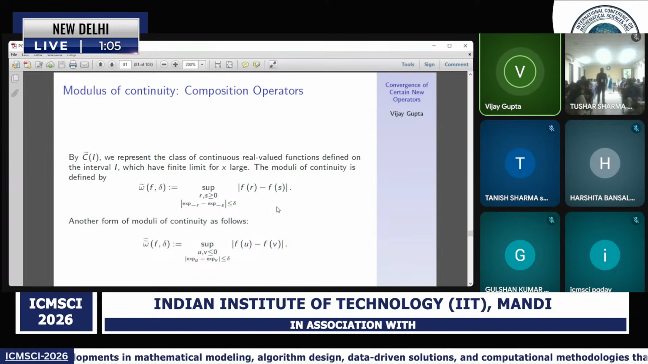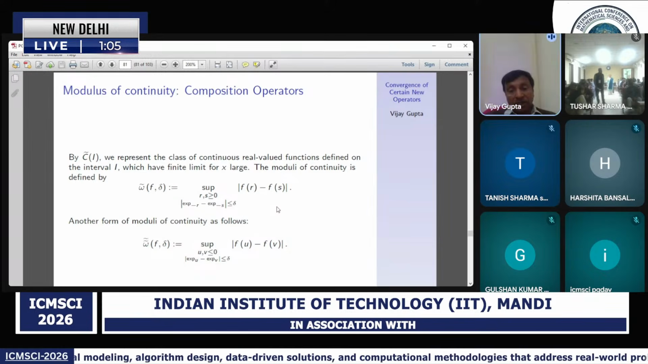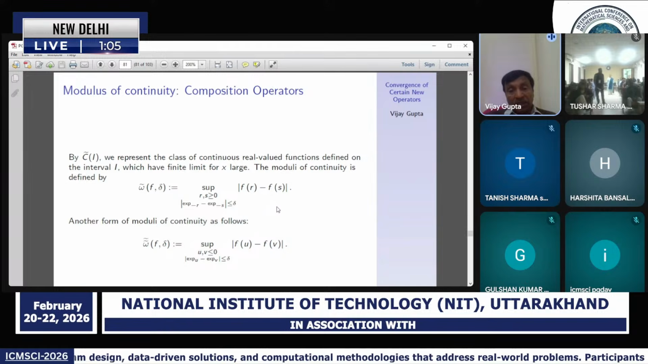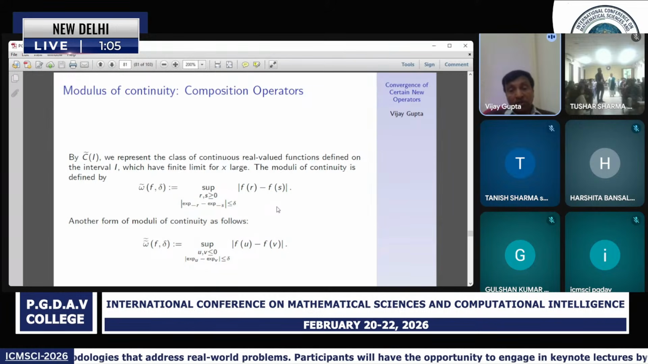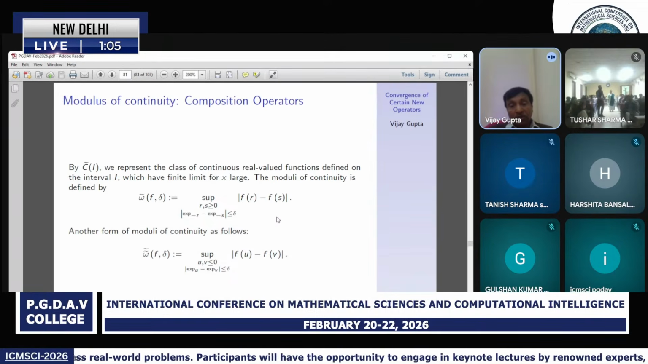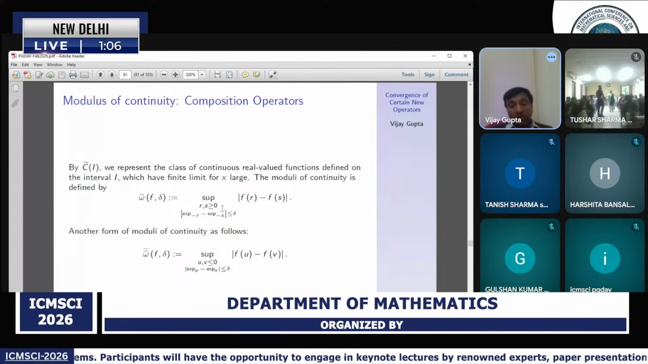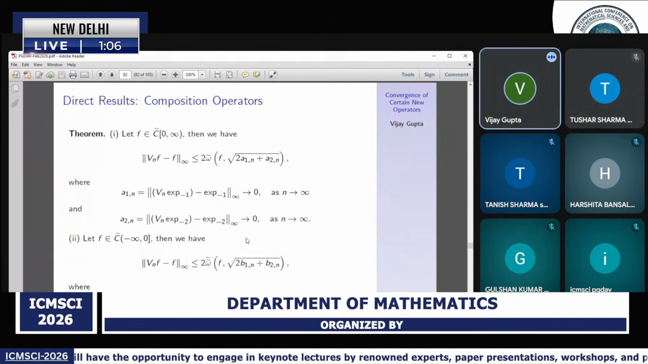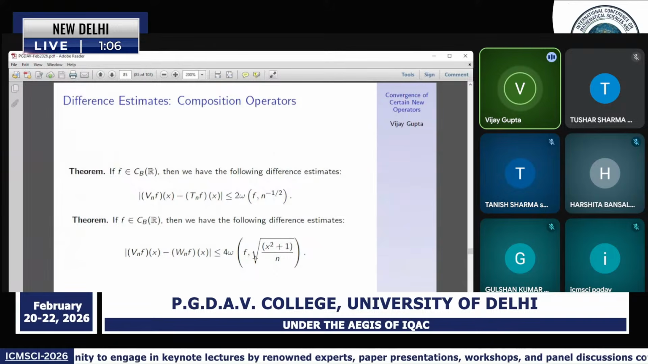So modulus of continuity also is defined because it is defined on the whole real line. So there are two forms, this and this. The form is this, which is indicated by double bar, and we obtain this result. And these are some quantity estimates and difference estimate.